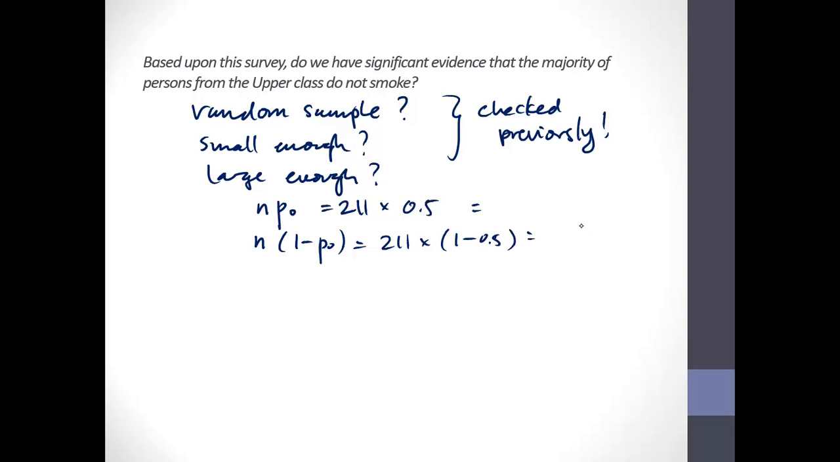This is 105.5, 105.5, and both of those are bigger than 10. So our large enough condition, we're okay because our expected counts are all set.